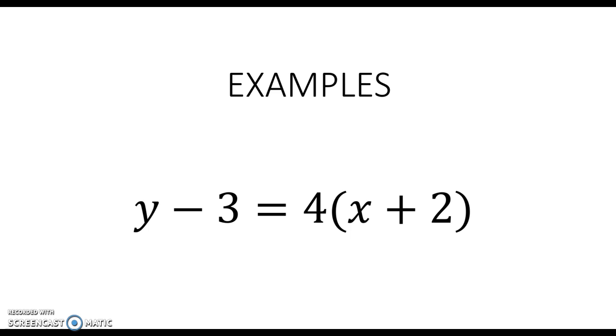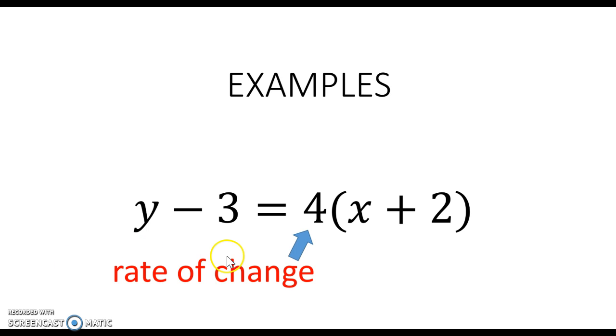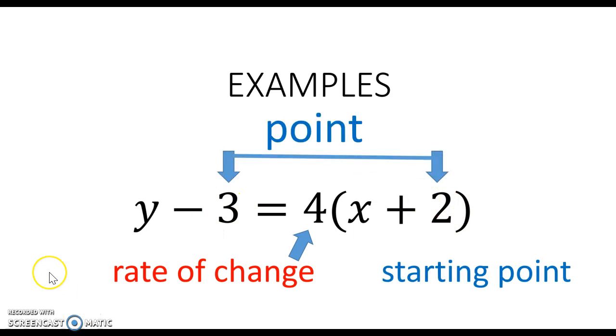Here's an example of an equation written in point slope form. Okay, we still have a slope, we still have an m, we still have a rate of change that we can see, and in this example it's 4, and you can follow along on your paper and copy these notes. And then we can see that we also have a point value. We have the 2 over here for x, and we have a 3. So those two things are going to be our point.